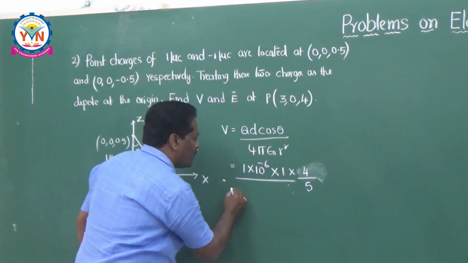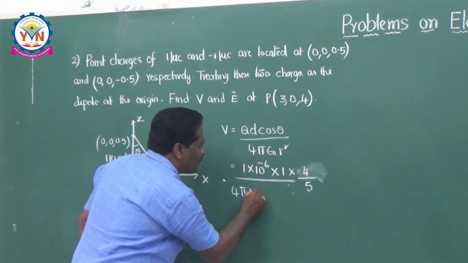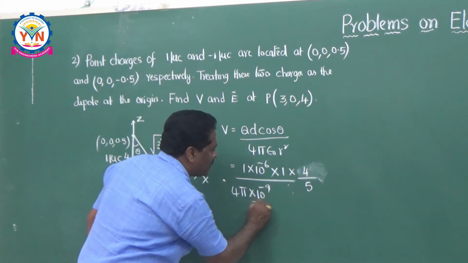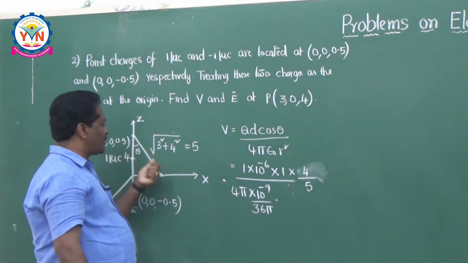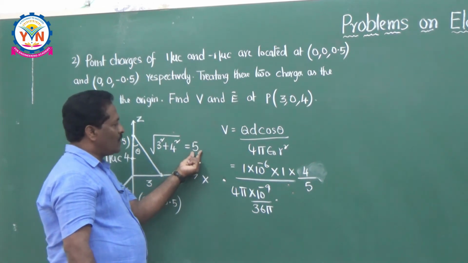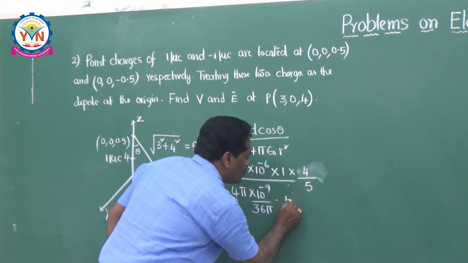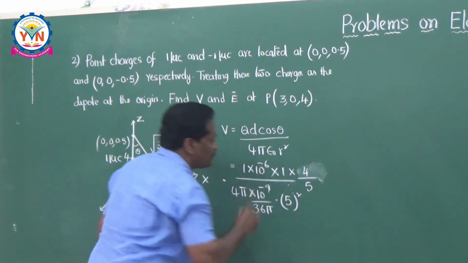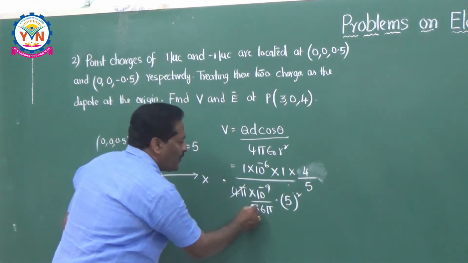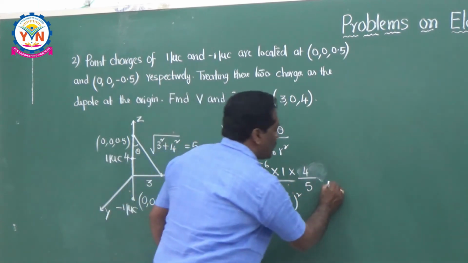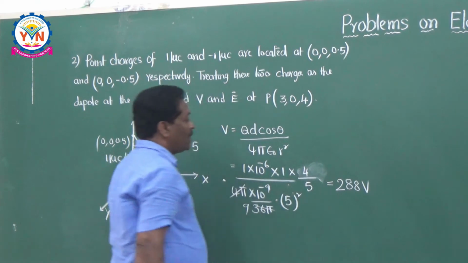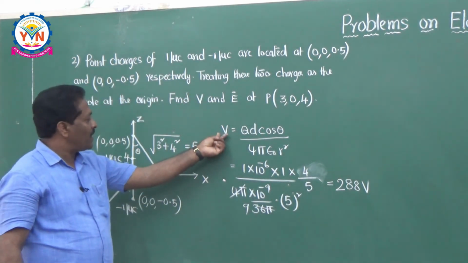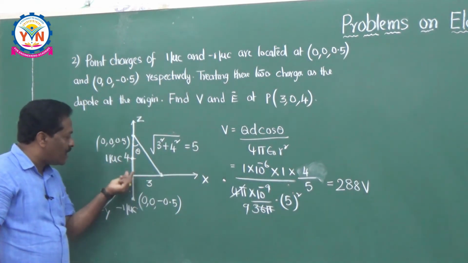4 pi epsilon naught is nothing but 4 pi into epsilon naught, which means 10 to the power of minus 9 by 36 pi, into r square. What is r here? The distance between this and this, that is nothing but 5. So you can say 5 whole square. So just you simplify this, you are going to get 288 volts. This is the potential V because of this dipole which is centered at the origin.